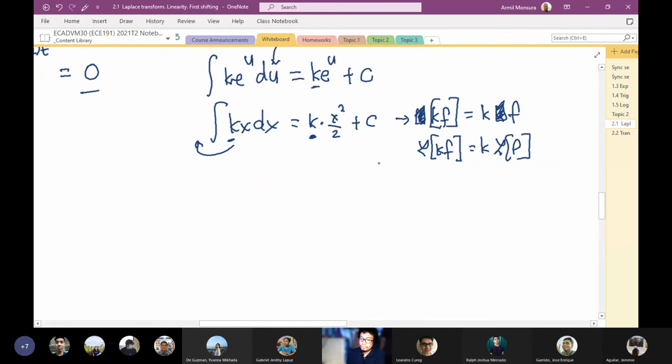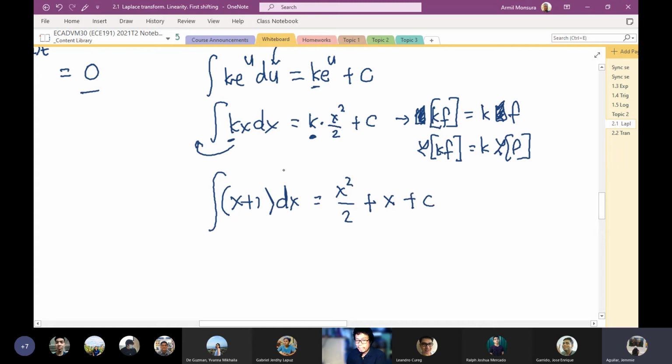The second aspect of linear operations. For example, you have the integral of x plus 1 dx. Let's get the integral of this. What do you do? x squared over 2 plus x plus c. Essentially, what happened? We looked at it as reducing it to the integral of x dx plus the integral of dx.